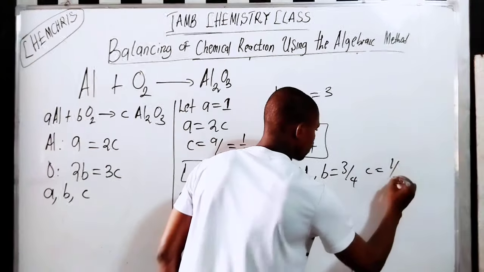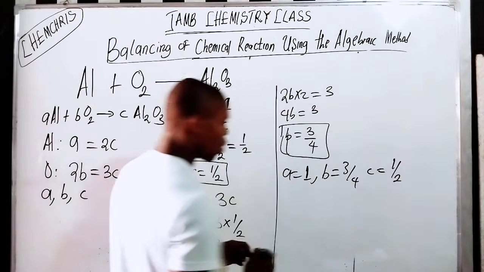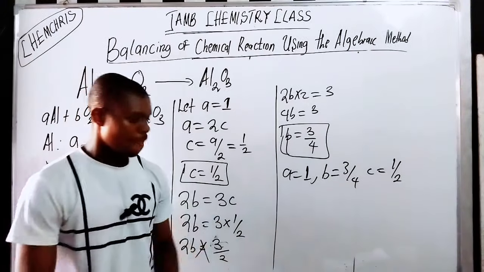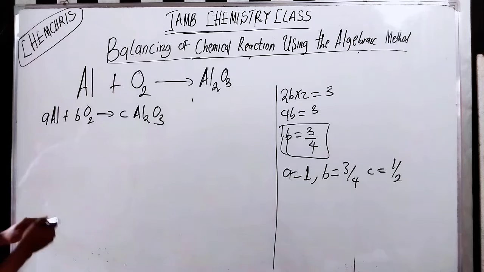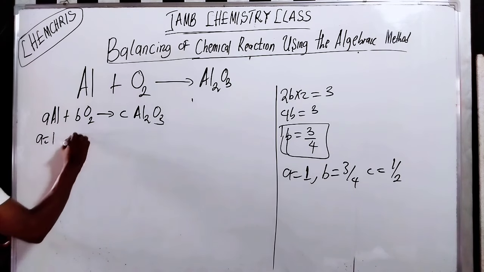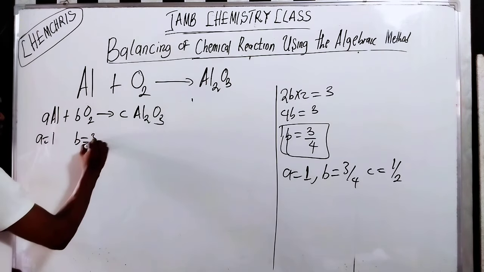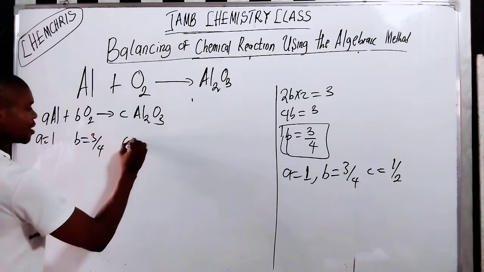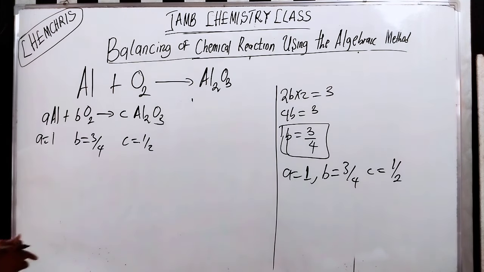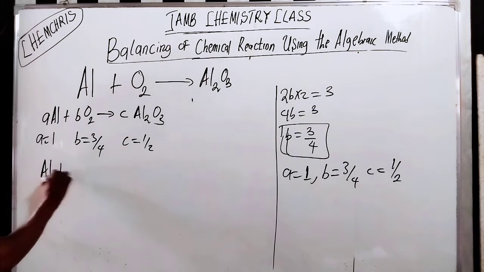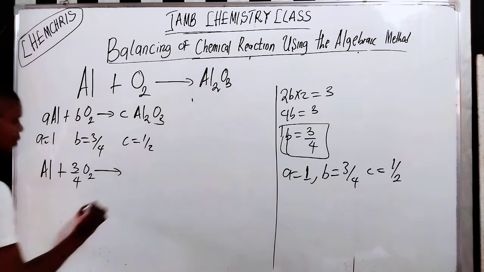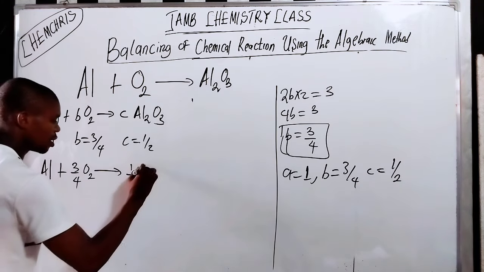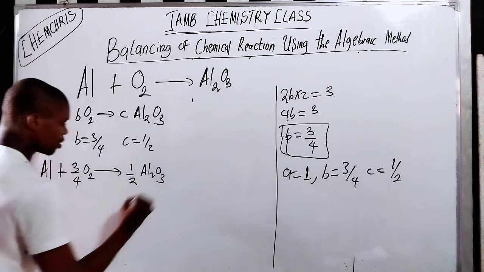C is 1 over 2. That is it. So the next step is to input my values. My A is 1, my B is 3 over 4, my C is 1 over 2. So let's input it there. So here we have Al plus 3 over 4 O2, and here we have 1 over 2 Al2O3, right?